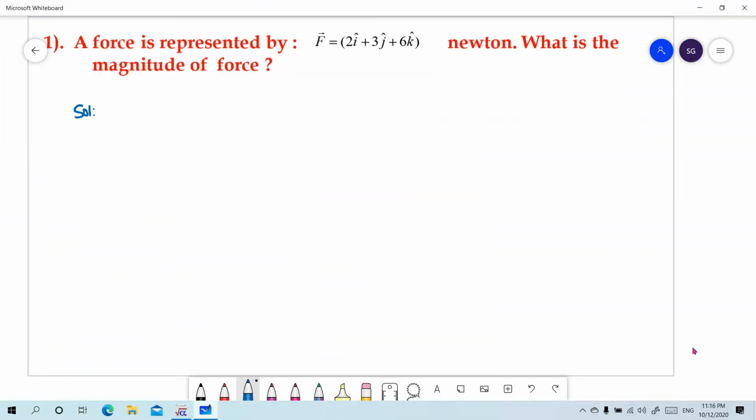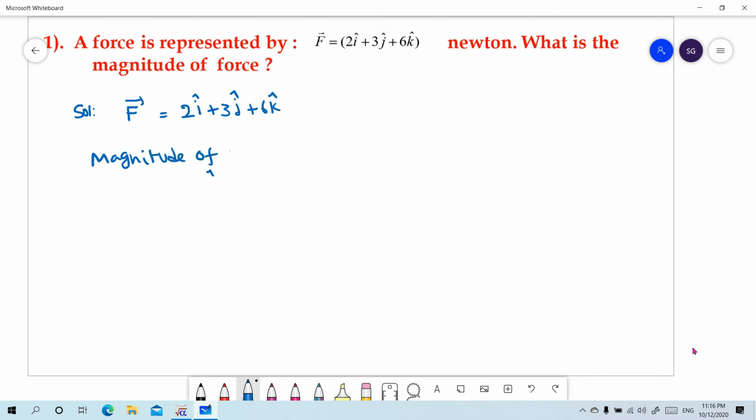Let us see some example problems. Problem 1. A force is represented by F bar is equal to 2i cap plus 3j cap plus 6k cap Newton. What is the magnitude of force? So given vector F bar is equal to 2i cap plus 3j cap plus 6k cap. So I have to find the magnitude.